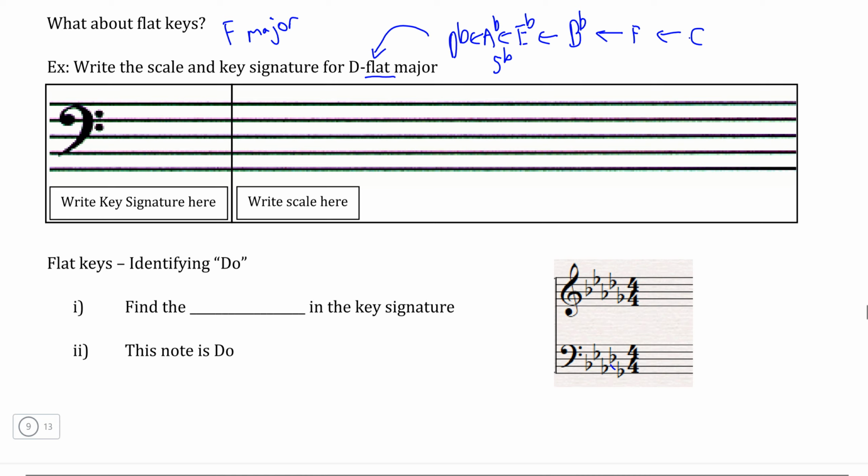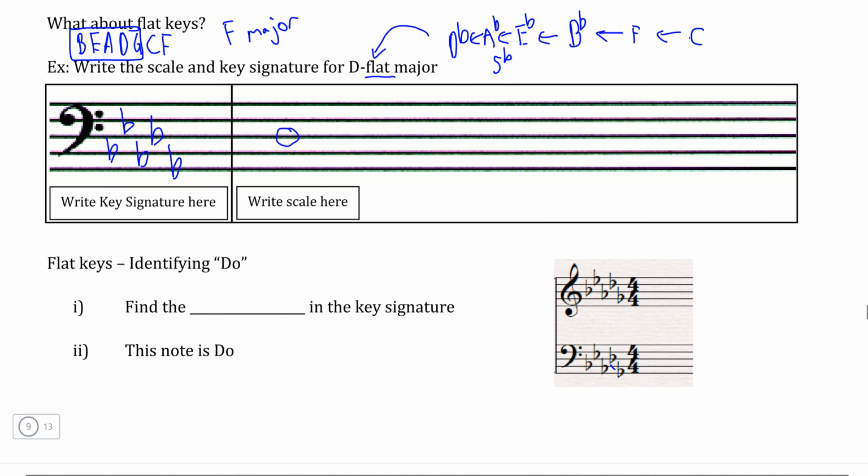Now, if we remember, the order of our flats is just the order of sharps backward: Battle Ends And Down Goes Charles' Father. We can see that the first five flats of the key signature would be the five flats found in D flat major, and those would be B flat, E flat, A flat, D flat, and G flat. And then the last stage is simply to write the pitches of the scale starting on D flat.